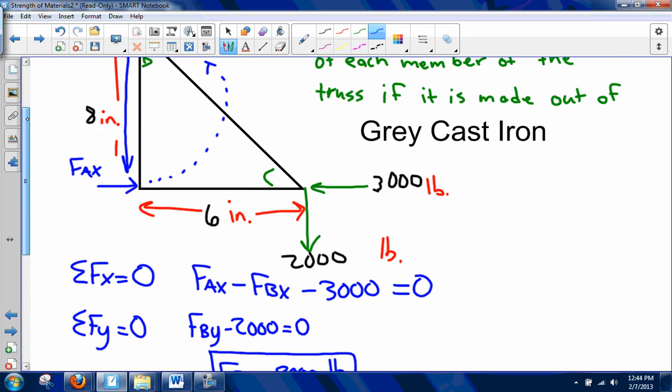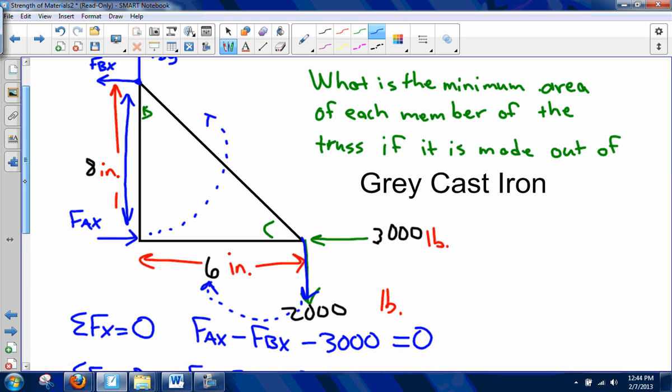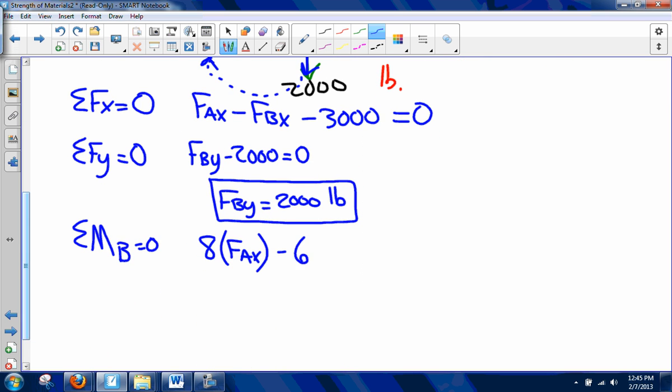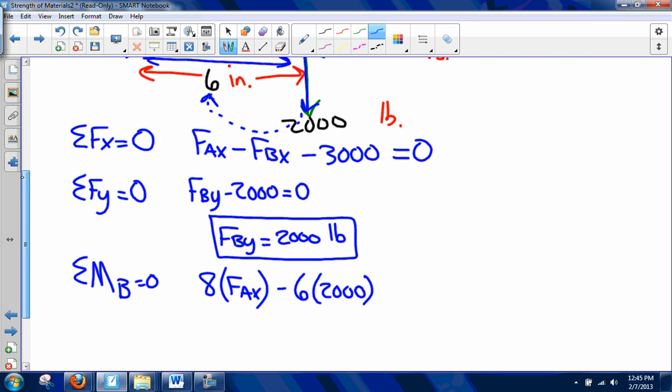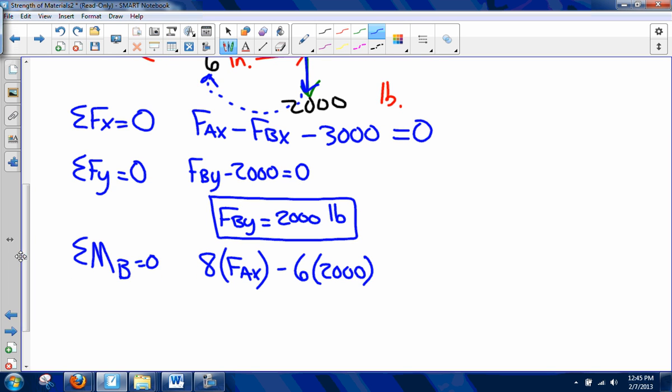All right, my next moment is going to come from this 2,000 going down, and it's going to cause this to go clockwise. And then since that's a y force, I need the x distance right here. So that'll be 6 times 2,000, and it'll be a negative. Okay, and the last one I have is this force of 3,000 pounds, and that will also cause it to go clockwise. So that one's an x force. I need the y distance again. That's going to be 8 times 3,000, and it's negative. That's all of my external forces. And it equals 0.